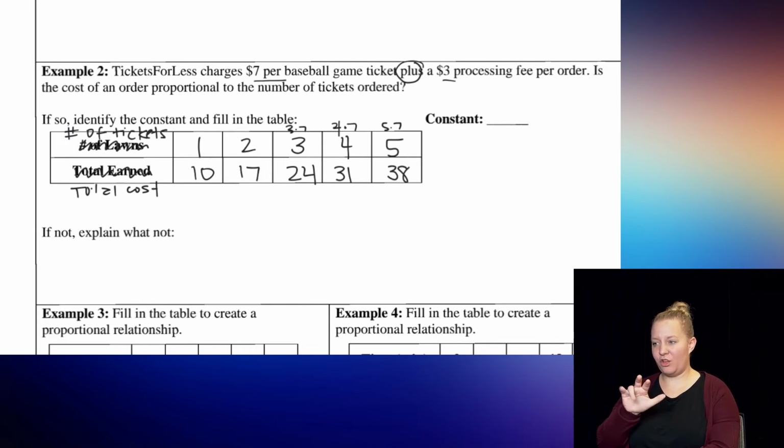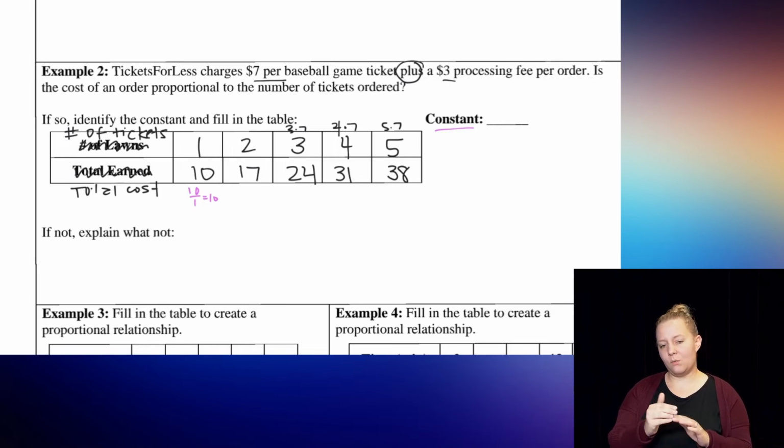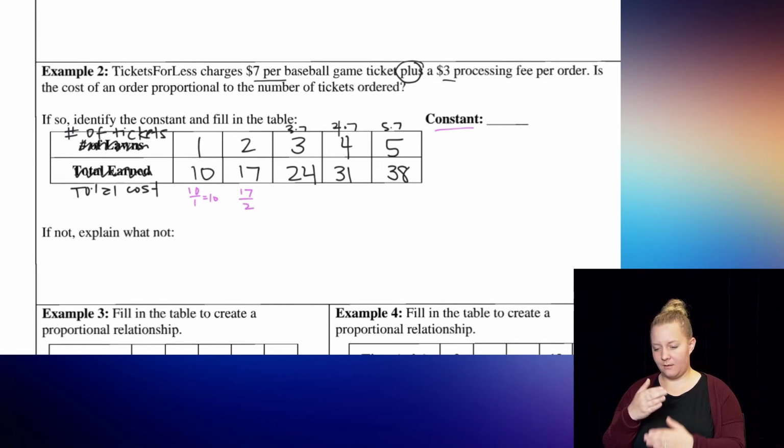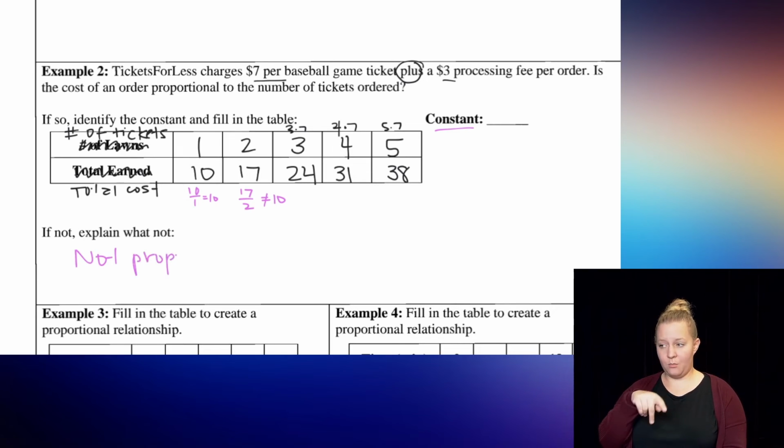All right, now let's check this out to see if there is a constant. That's what I'm trying to find. So when I take 10 divided by 1, I know that I get 10. And then when I take 17 divided by 2, wow, I already automatically know that it's not going to equal 10. That's what that symbol means. This does not equal. So therefore here you would say this is not proportional. And the reason that it is not proportional is because there is no constant value.